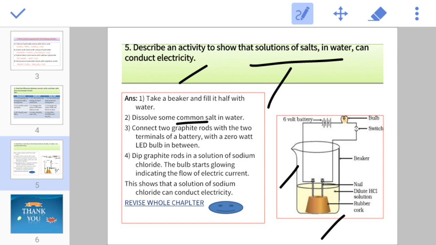It is connected with a battery. Here we have a bulb that shows that current passes through this wire when the bulb glows. And these are the graphite rods and these are the connecting wires. The bulb starts glowing, indicating the flow of electric current, and this shows that a solution of sodium chloride can conduct electricity.